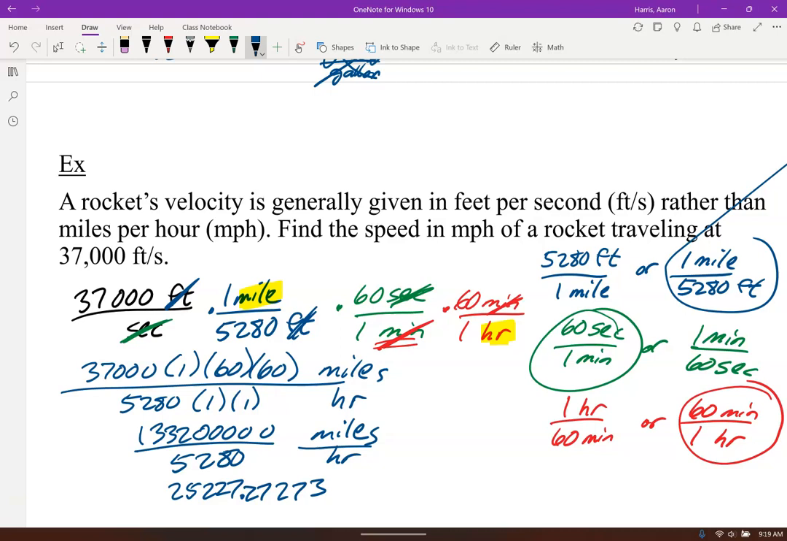25,227.27273 miles per hour. There's our miles per hour, 25,227.27273 miles per hour. That's our last problem on this one.